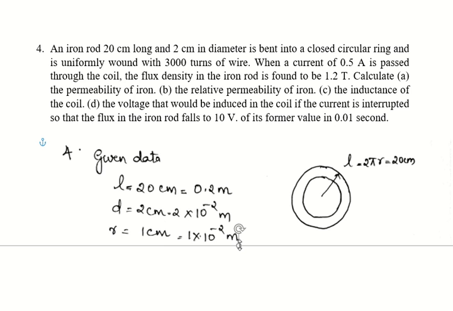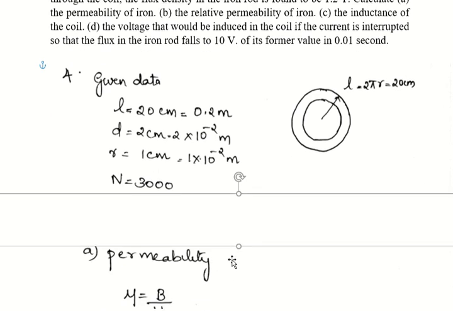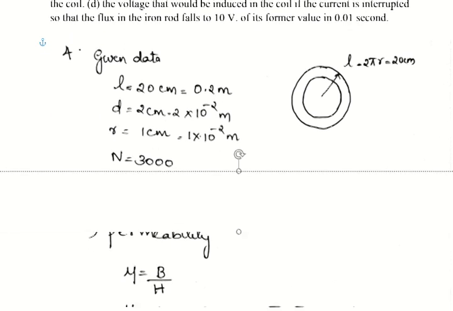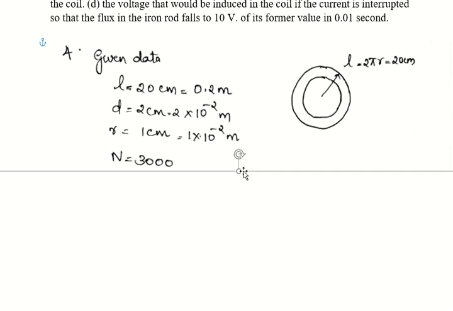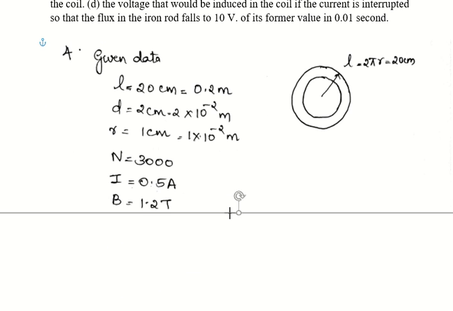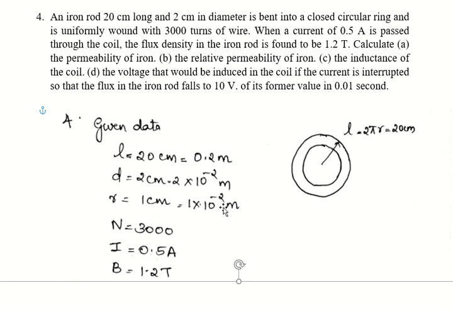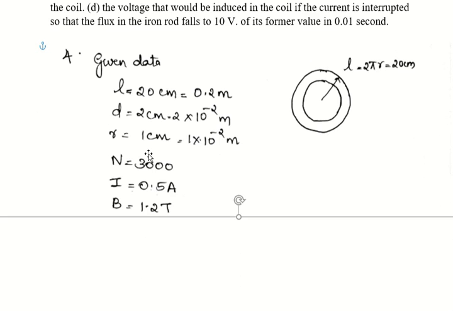So what are the given data here? Length 0.2 meter, diameter 2 centimeter, that is 2 into 10 raised to minus 2 meter. Diameter is given, so we find the radius. Number of turns 3000. Current is given, 0.5 ampere. Flux density B is given, 1.2 Tesla. The first parameter is to find the permeability.